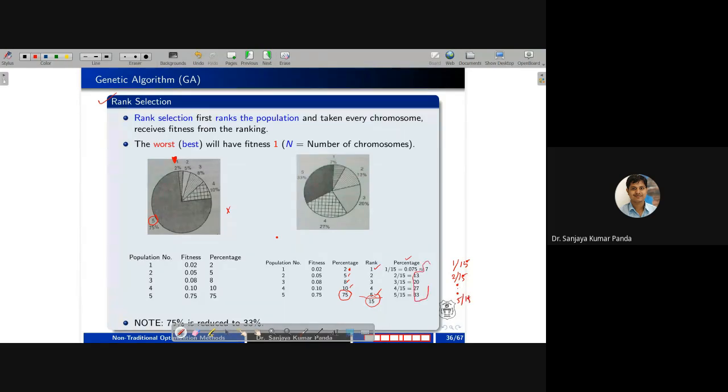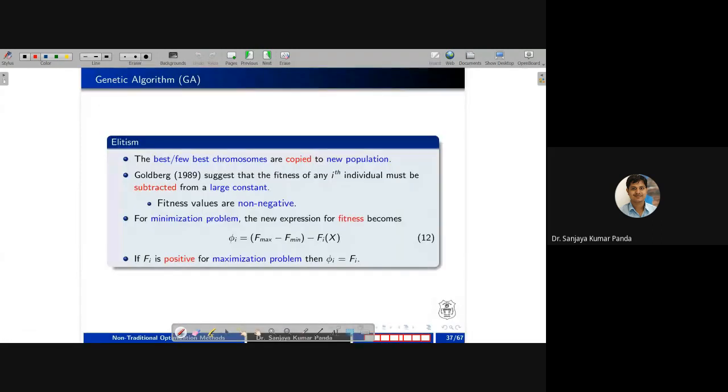Whatever percentage you get, you use it to give the space in the wheel. So it is a much better representation in comparison to the previous one. You see here 5 is dominating, but although 5 has more space, it is not like the previous case. That's why the rank selection method has better performance in results compared to roulette selection. There is another method called elitism.